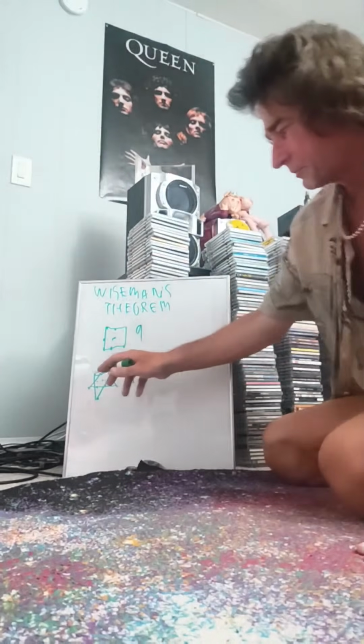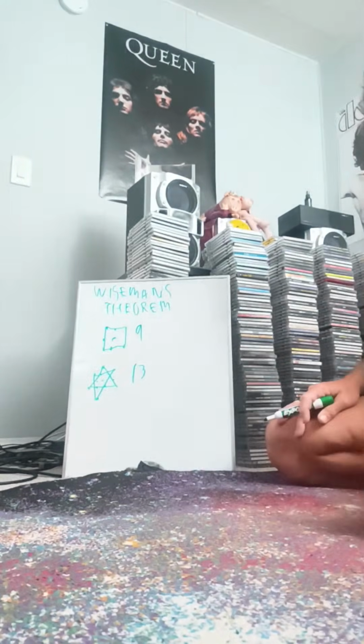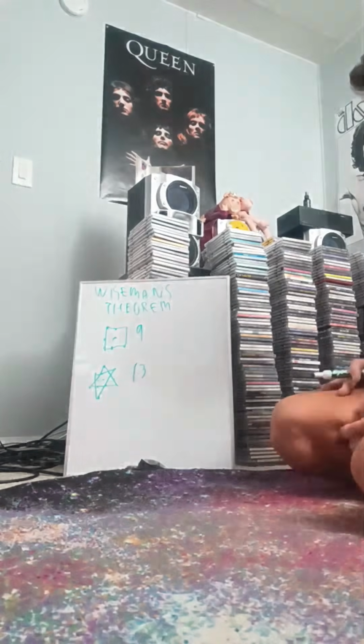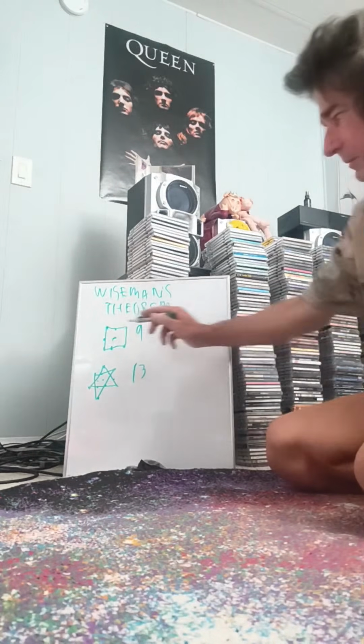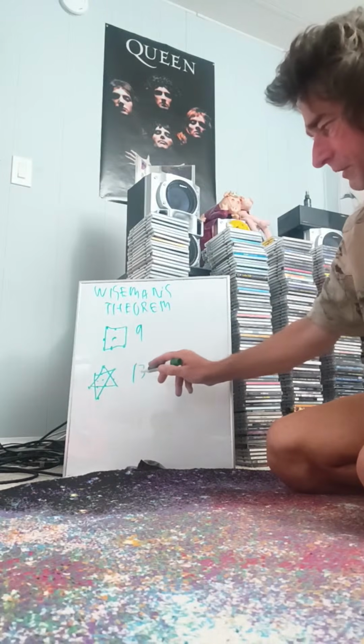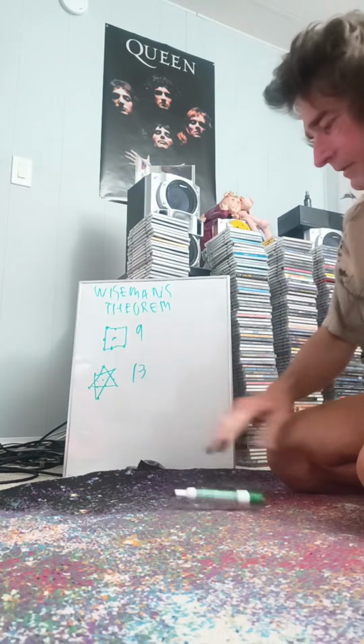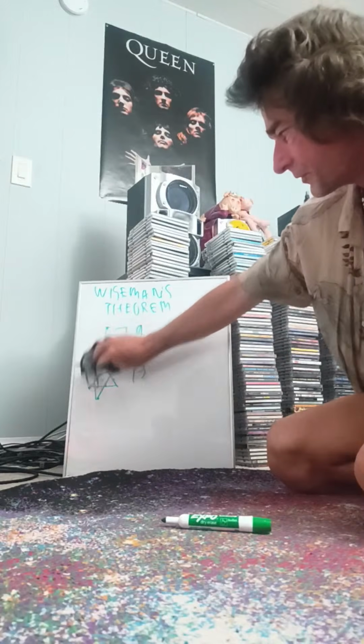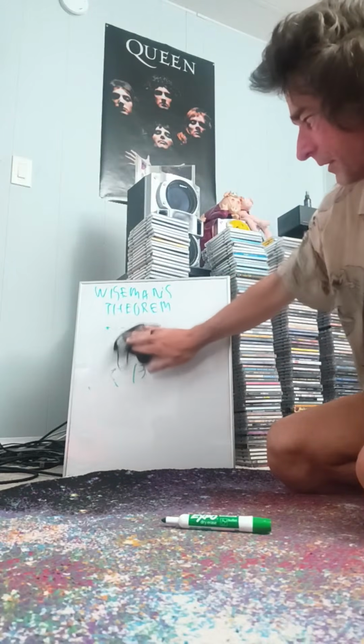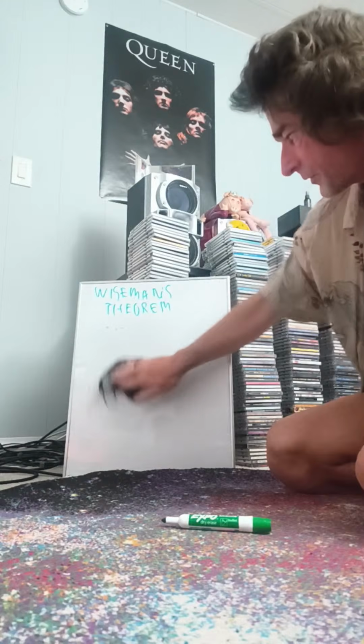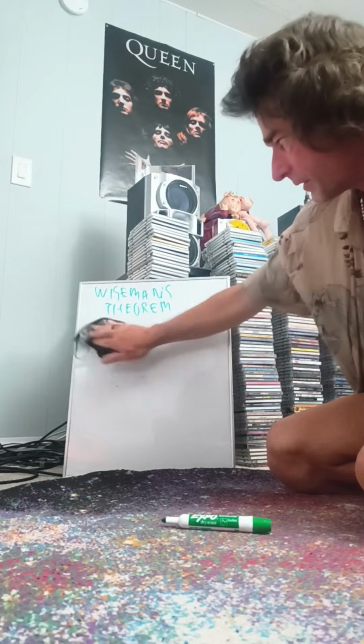I discovered this with pennies on the ground, actually, is how I got these two. I was just playing with pennies on the ground, and I said, wait a minute, 9 make a square, 13 make a Star of David. What's up with that? And then some ideas went through my head, and I thought of Wiseman's theorem within the hour of doing that. This is Wiseman's theorem.